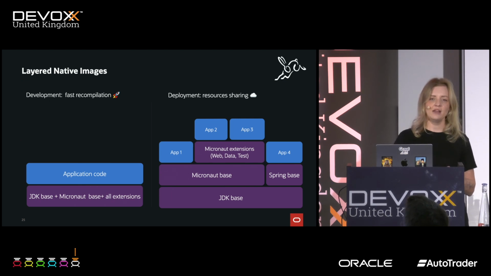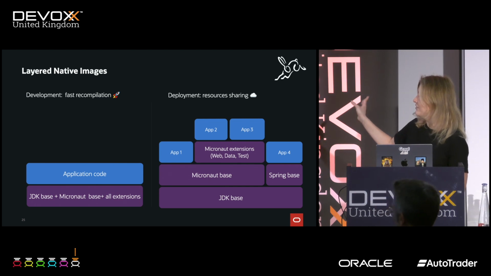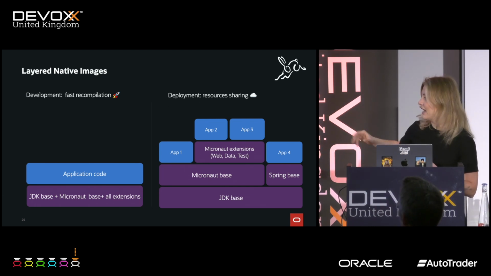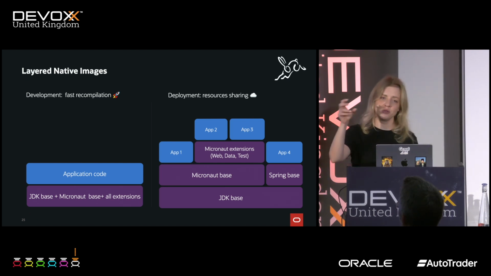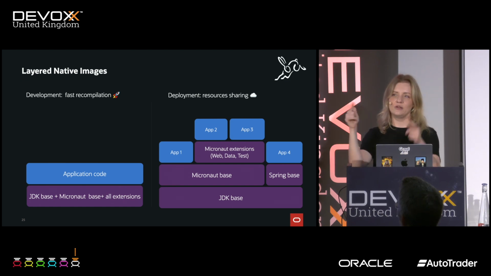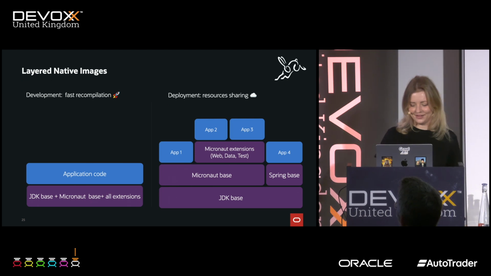But there is another big benefit, and that is when you're deploying your application. Let's say I want to deploy 5 instances of my Spring application or my Micronaut application. I can have deployed my JDK base, my Spring base, and then those smaller instances, so the actual applications, can reuse those resources. And this way they can consume way less resources in the cloud. So we are very excited about this project. We are working on it actively. Expect more news in the future.